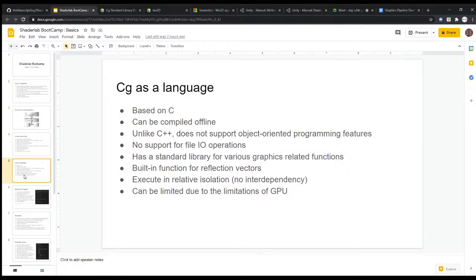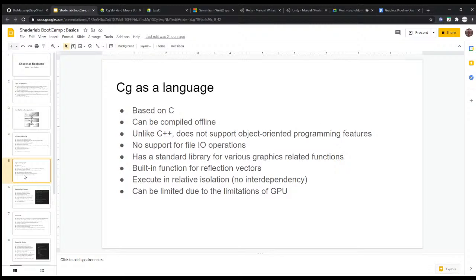Now, as a language, what we have to understand is what we can do in this and what we cannot do in this. So, Cg for graphics is based on C, simple, and can be compiled offline. We saw that earlier. It does not support classes and objects, so don't write classes and objects. It may give you errors.